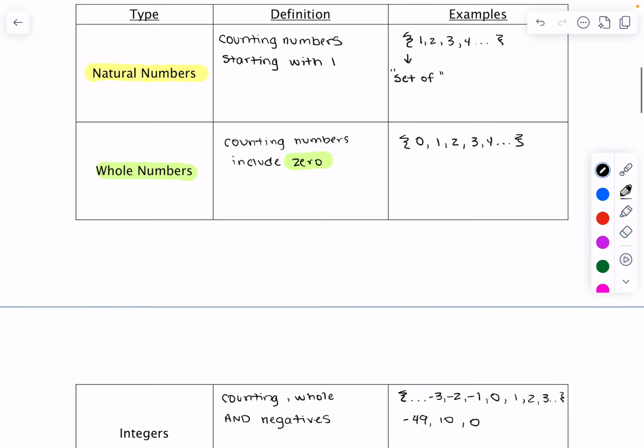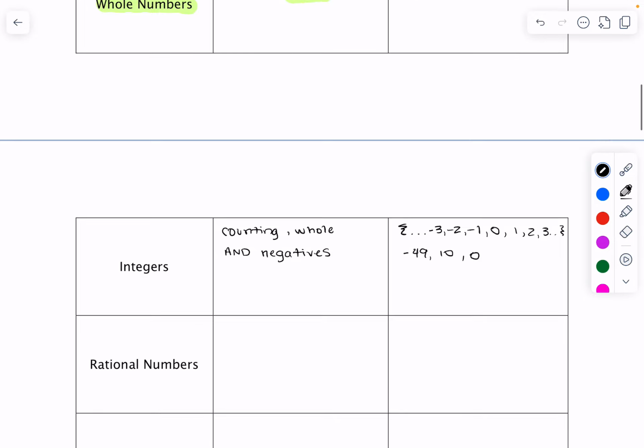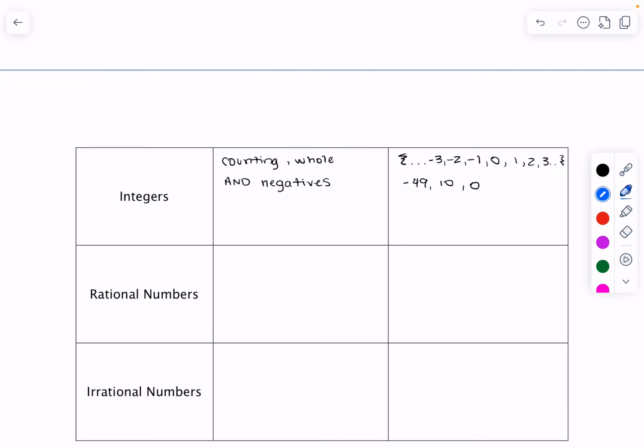What color did I use for integers? I think I used blue. I did use blue. I'm going to make mistakes like this several times in videos, so just lean into that. Okay, so integers, there we go.